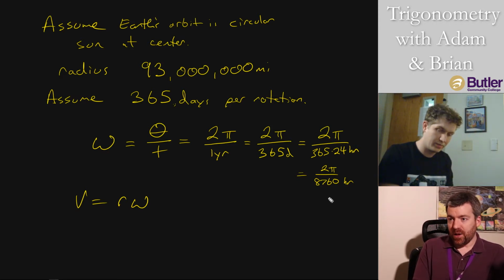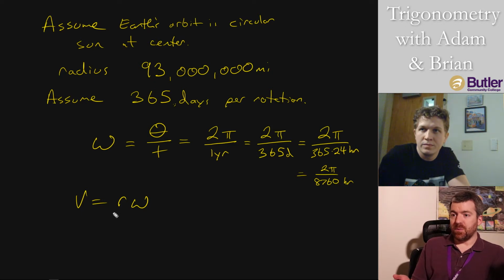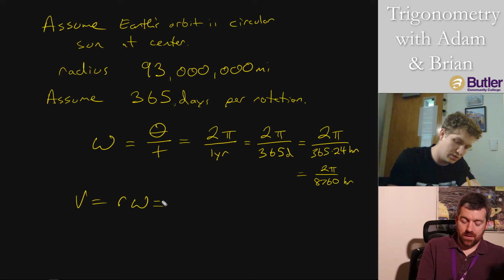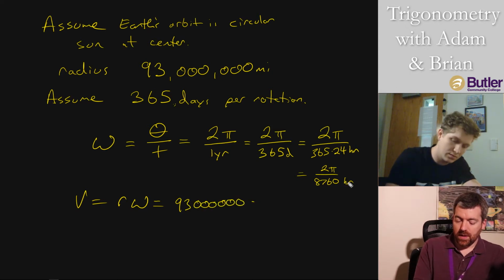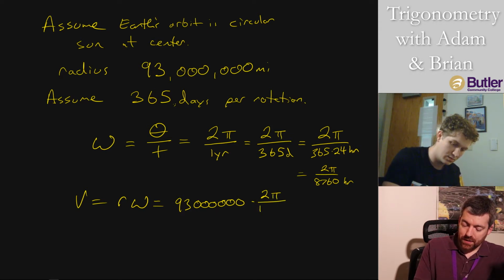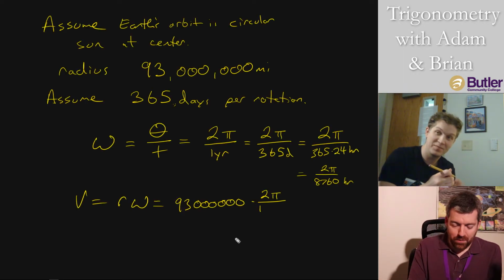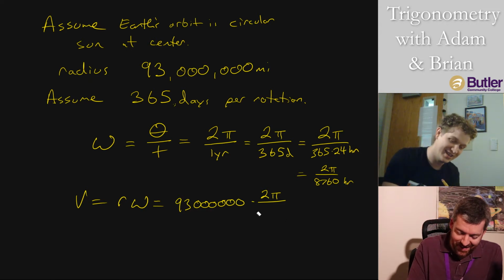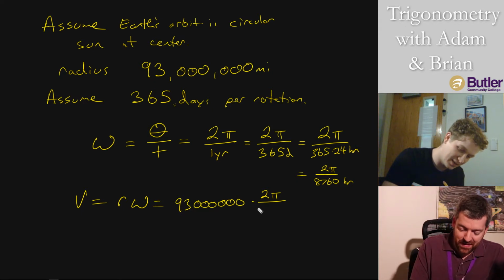So we found the angular speed. All we need to do is multiply by the radius. So that's V equals 93 million, right? And then times what you calculated over here, 2 pi over 8,760 hours, right? And that's great.